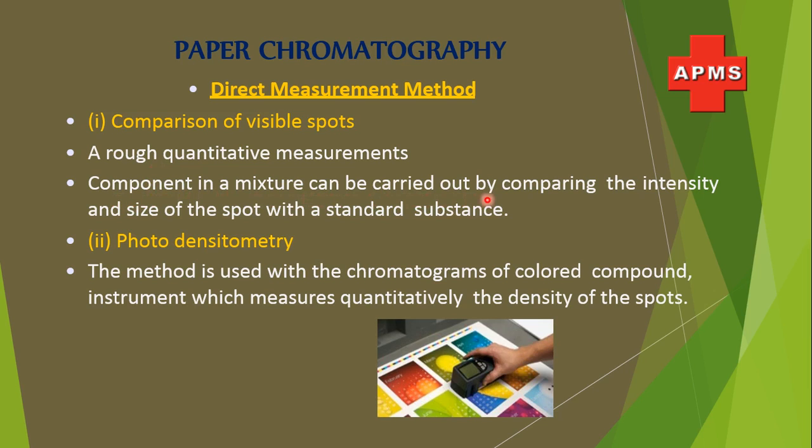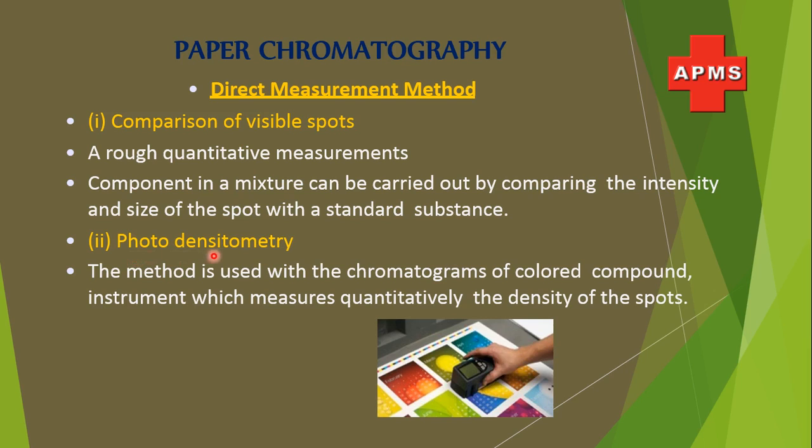Component in a mixture can be carried out by comparing the intensity and size of the spot. See, the intensity and size of a sample spot is directly proportional, or we can say directly based on the amount of that particular substance, compared with a standard substance. So we compare the intensity and size of that colored spot with a standard substance. By this comparing, we can roughly analyze the quantity of that sample component.